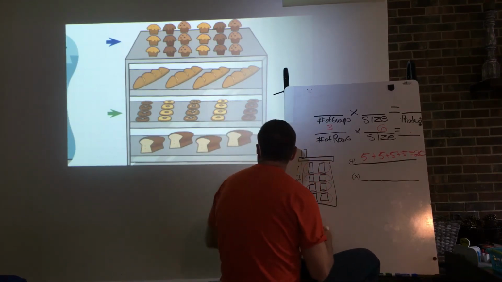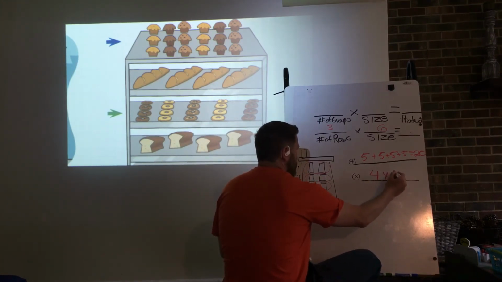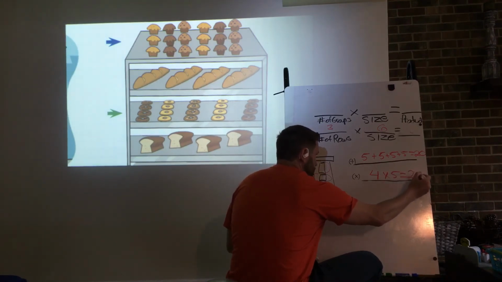Second is, how many rows are there? There's 1, 2, 3, and 4. There's 4 rows. How many is in a row? There's 5 in a row. 4 times 5 is 20.